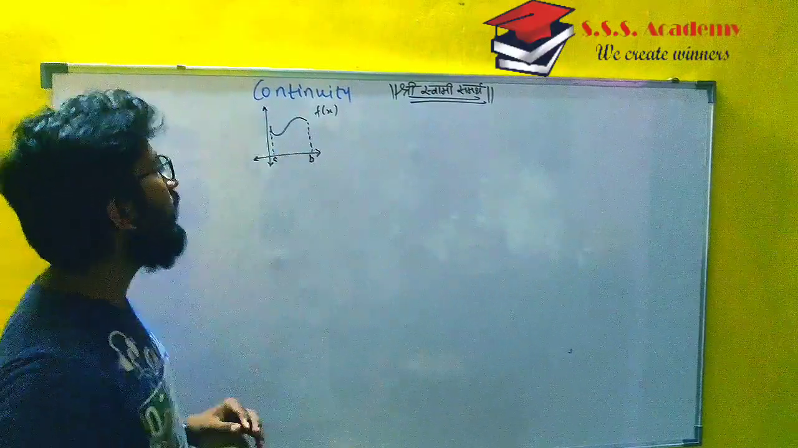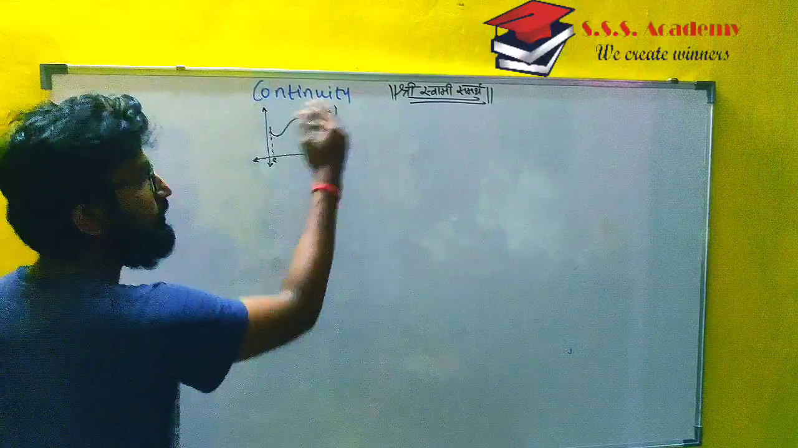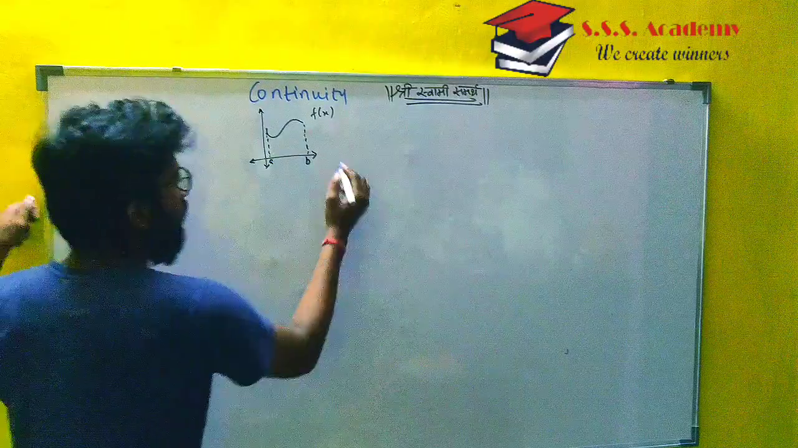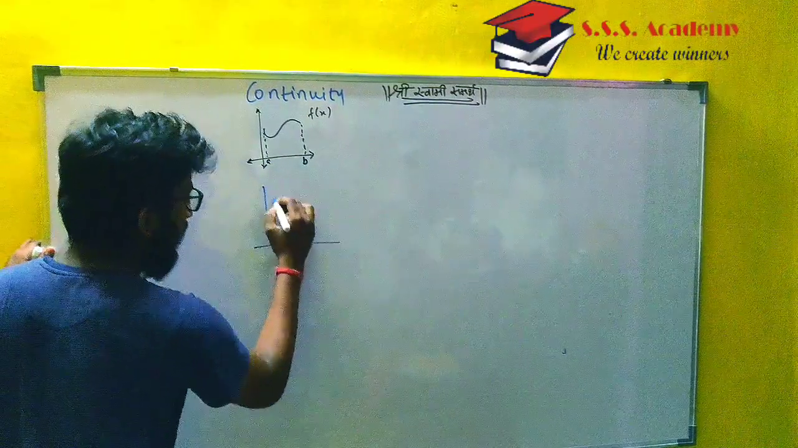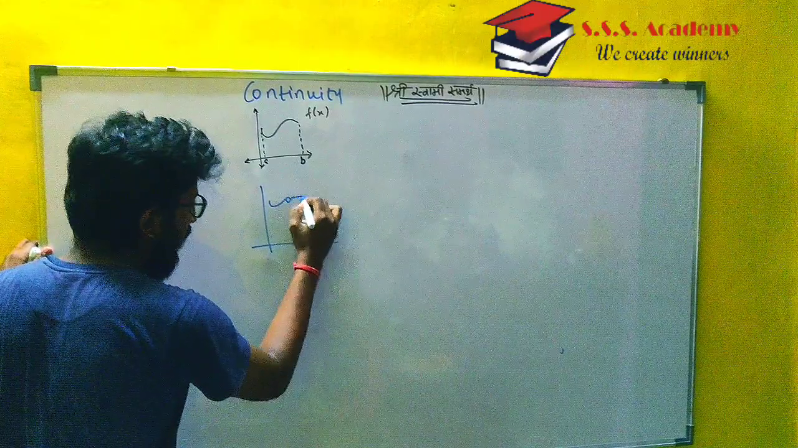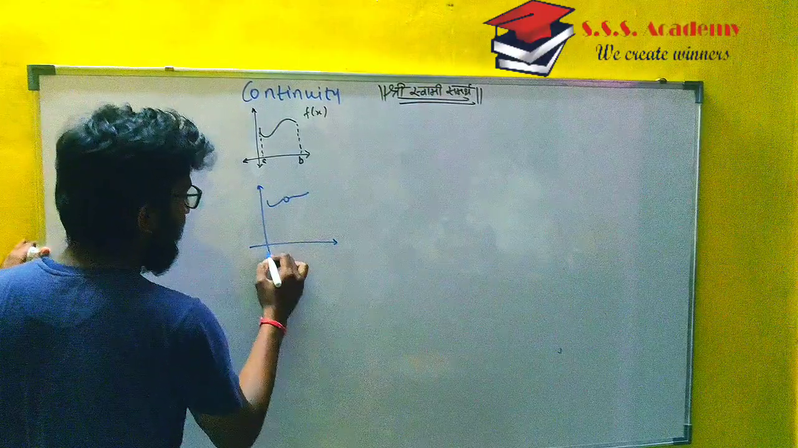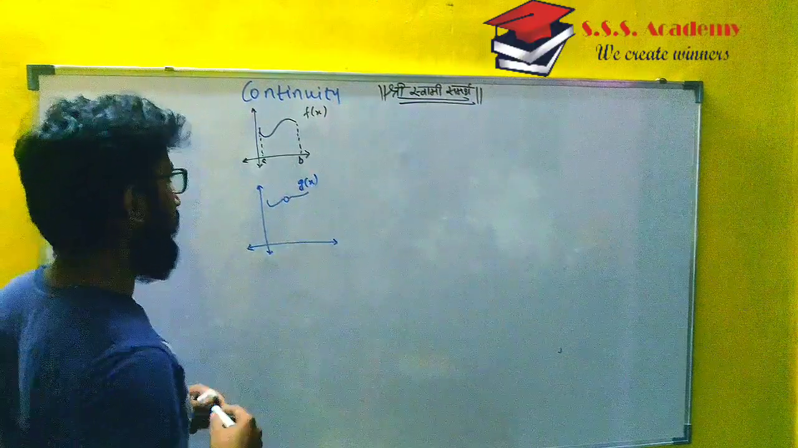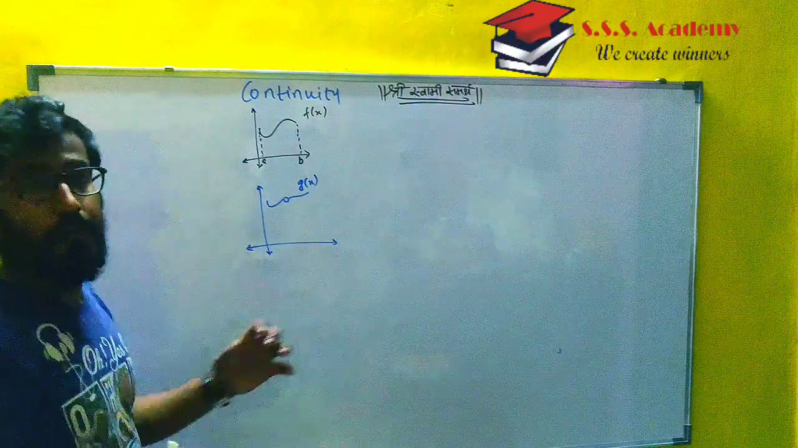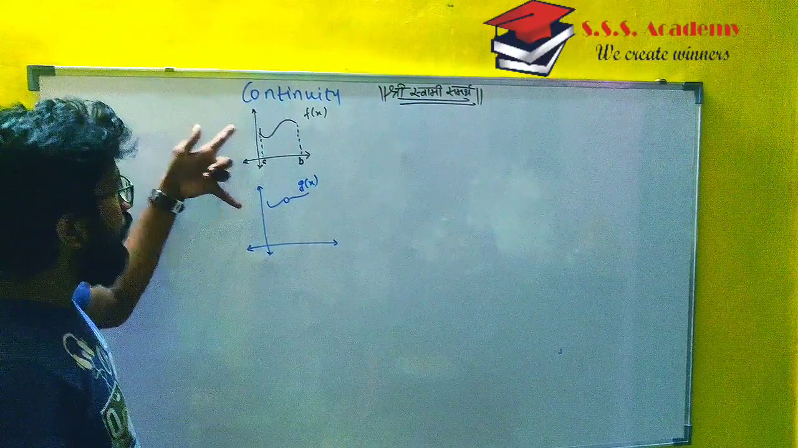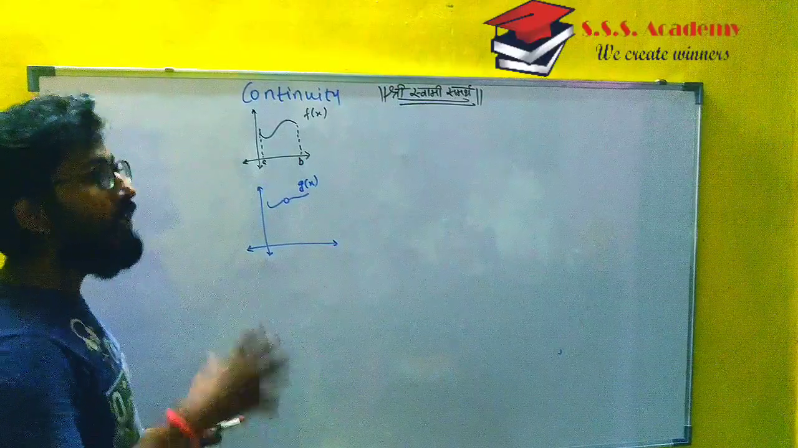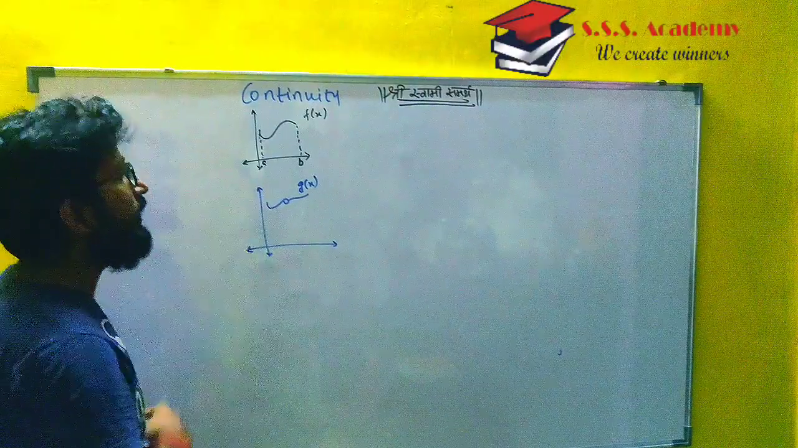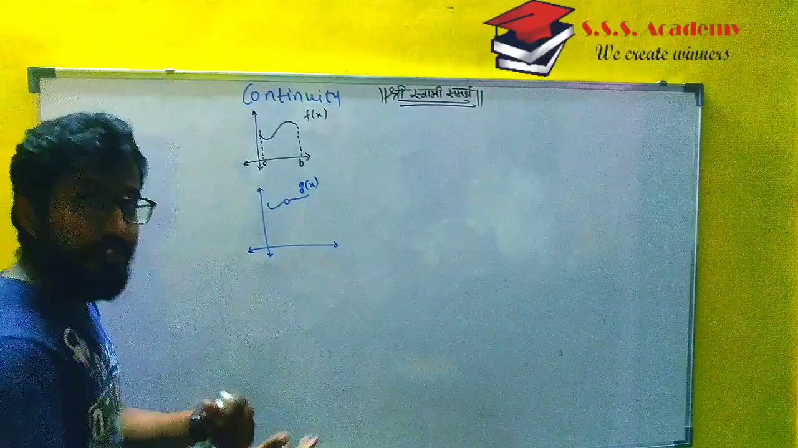If it is not breaking at any point, then we say this function is continuous. And at any point if it is getting a break, the function is discontinuous at that part. Let's take this as g of x. Now what does the limit do? Limit helps us to calculate or check the continuity of a function without actually drawing the graph of the function. Now how does that happen? Let's see.